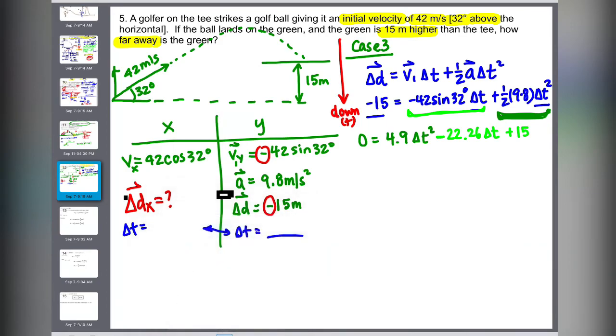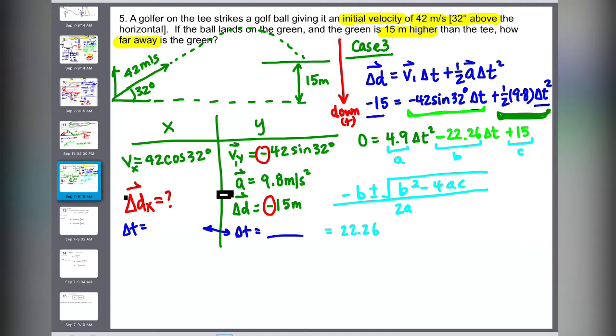So that means for the quadratic equation, I know that 4.9 is what I'm using for a, negative 22.26 is what I'm using for b, and 15 is what I'm using for c. Write out your quadratic equation: negative b plus or minus the square root of b squared minus 4ac, all divided by 2a. Negative b, b is negative 22.26, so the negative of it, I'm going to leave as a positive. Plus or minus the square root of b squared.